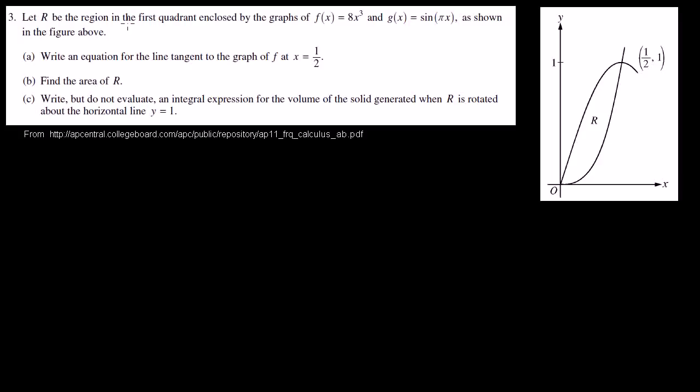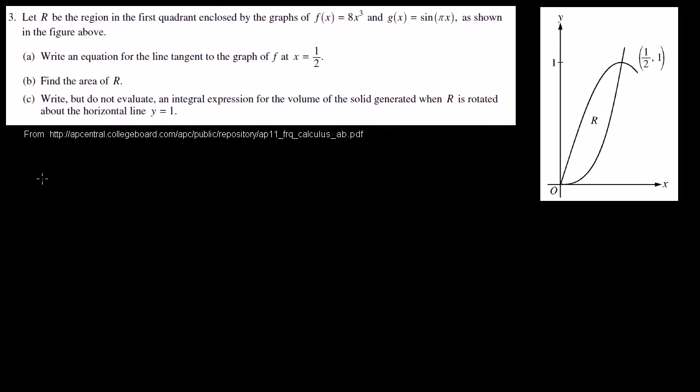Let R be the region in the first quadrant enclosed by the graphs of f of x is equal to 8x to the third and g of x is equal to sine of pi x, as shown in the figure above. And they drew the figure right over here. Part A, write the equation for the line tangent to the graph of f at x is equal to 1/2.